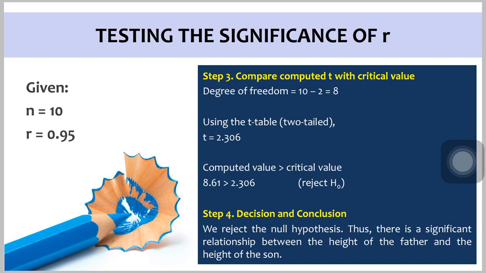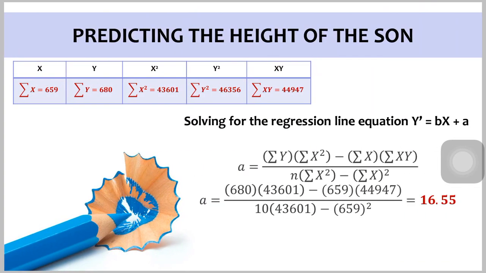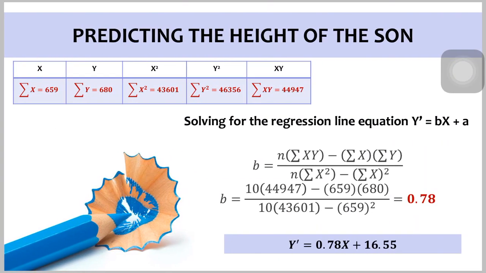Since a significant relationship exists, or we say, since our correlation coefficient r is significant, then we'll proceed to regression analysis. Let's go back to our table. I only have the summation row. Let's solve for the value of a. You could pause this video if you want some more time in solving. The value of our a is 16.55.